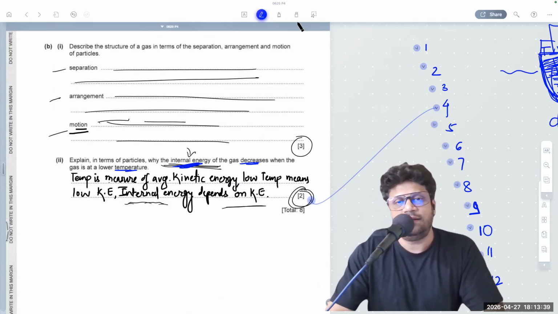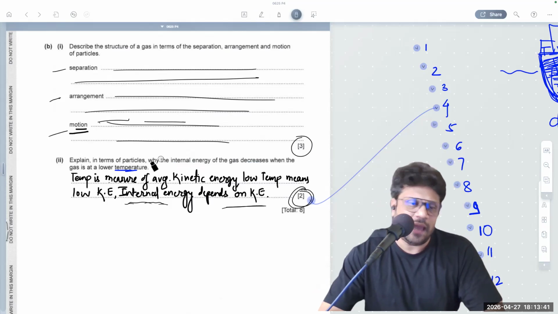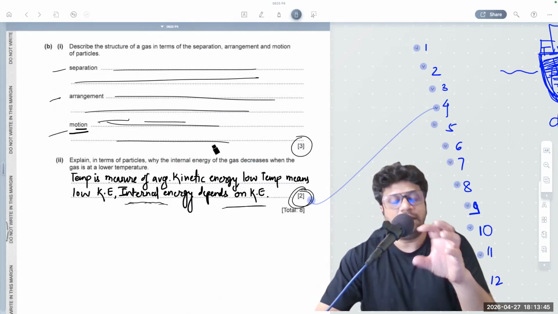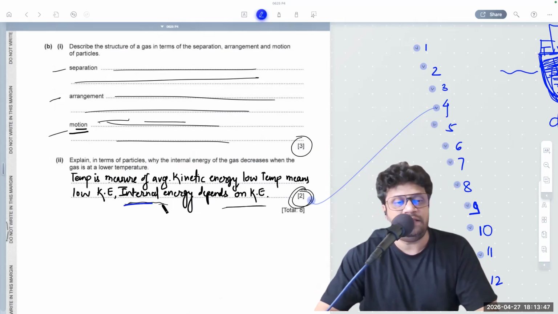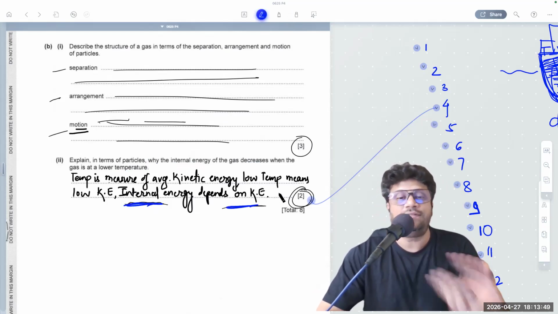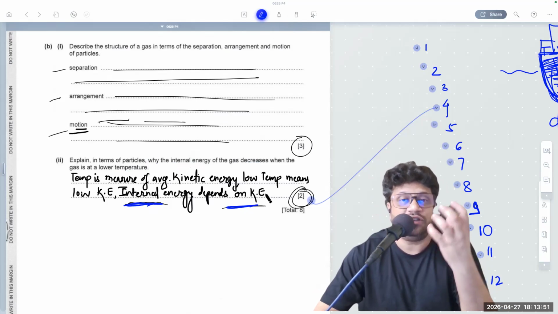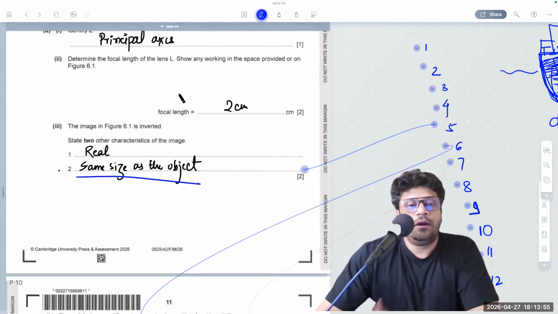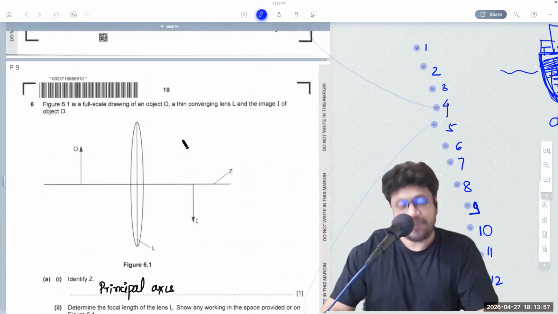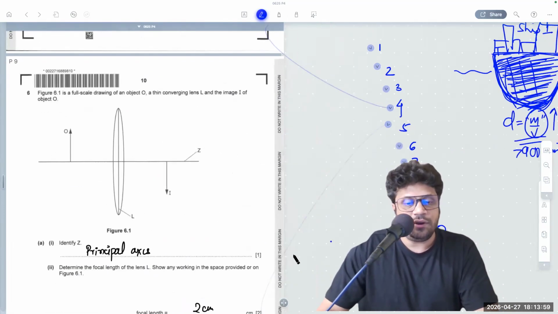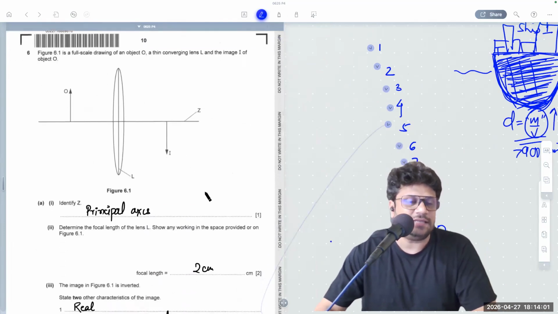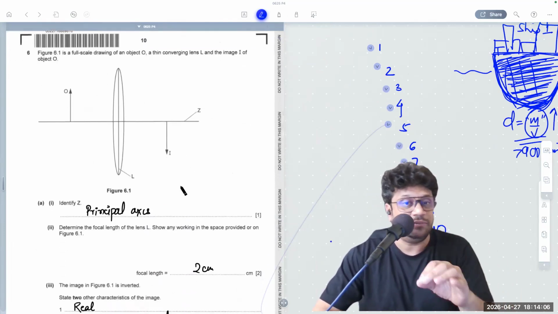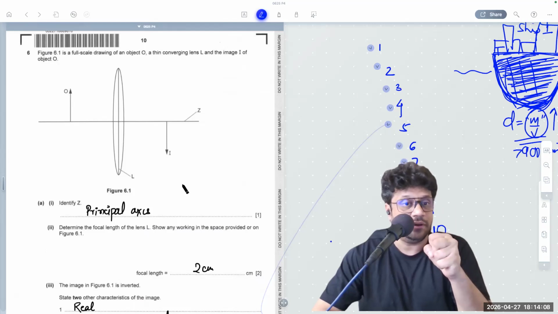There are several answers. Most of them got it right, I would say, but the connection was important. You should mention that internal energy depends on kinetic energy. Kinetic energy is a component of internal energy, okay? Okay, now we look into question number 6. The thing with question number 6 is you have to take a printout of the question paper to attempt this.